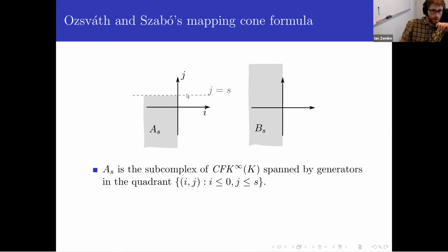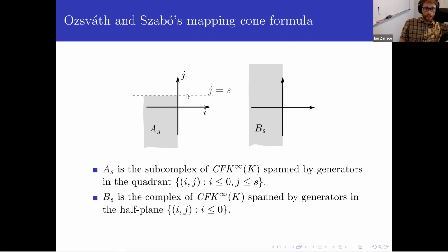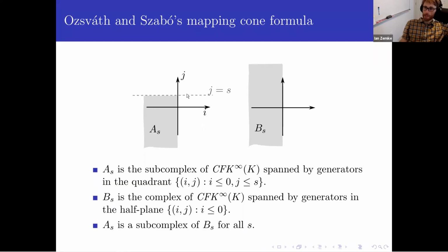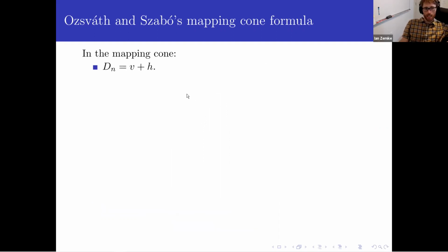This is a very simple description of it. And so A sub S is a subcomplex. Here I write it out in words. And B sub S is this half plane. So there are these two simple things. And one important thing is A sub S is actually a subcomplex of B sub S. And if something is a subcomplex, you can turn that into a map by saying we're going to look at the inclusion map from the small one to the big one. And so in the actual mapping cone, the differential has this flavor. It's a sum of two maps, V and H. And I'll tell you what those two maps are.